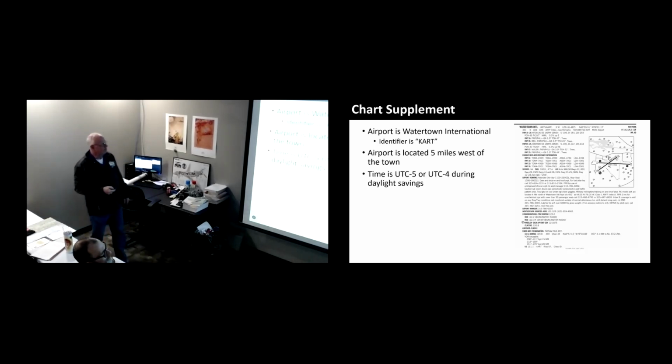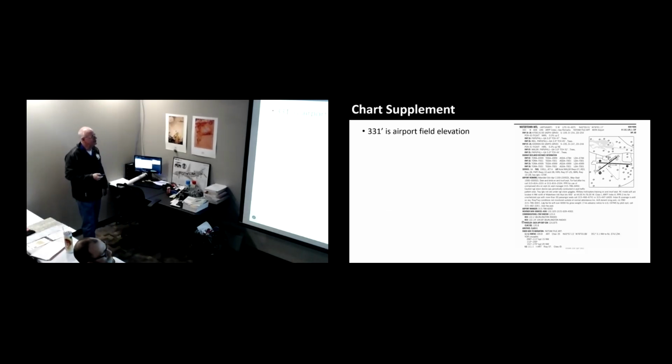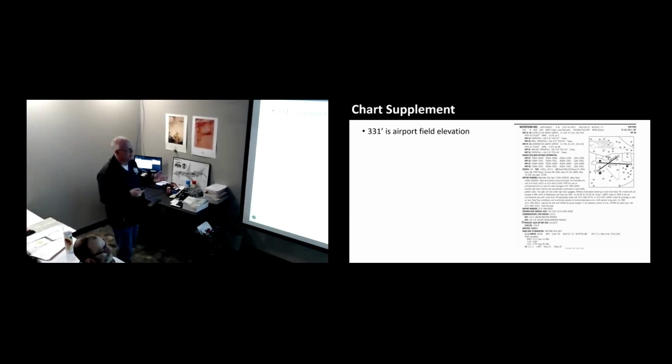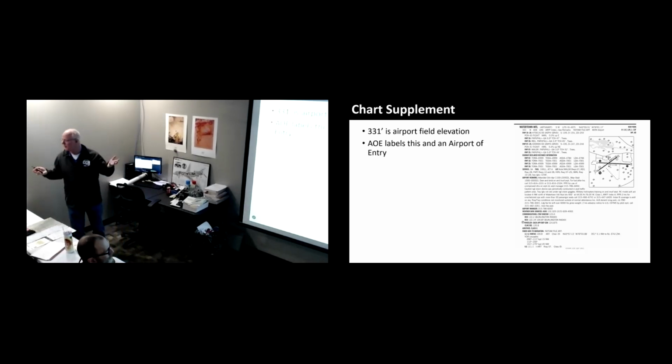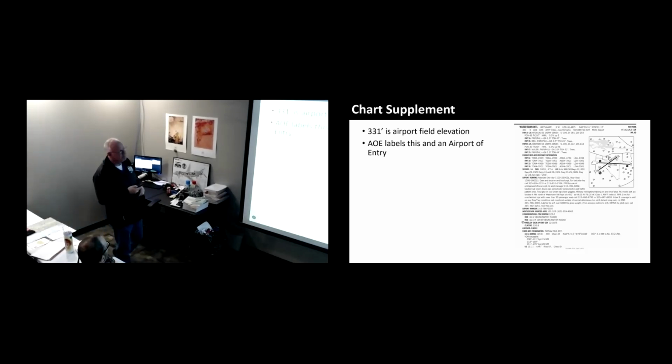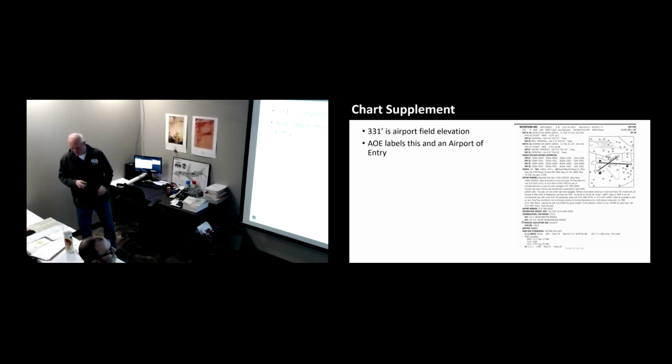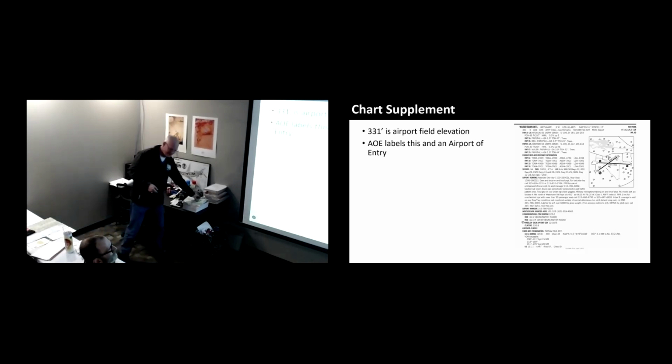The next row gives you the field elevation, just like you would see on the chart itself. Field elevation, skip the B, skip the AOE. AOE means airport of entry, that's for customs stuff. What's the B? I don't know what the B is. If you look in the chart supplement, there is a legend at the beginning.